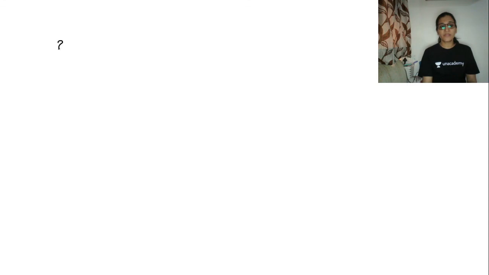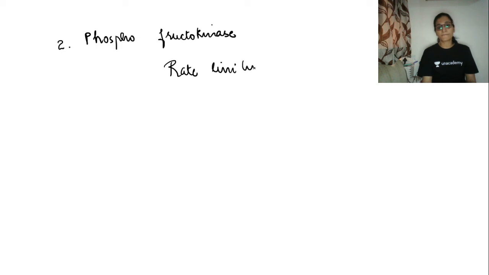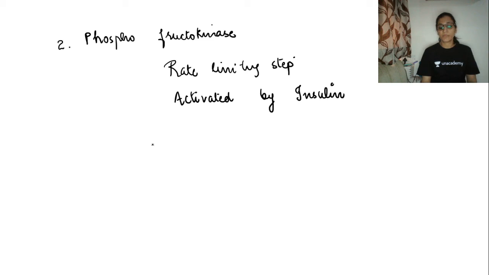The second place where it is regulated is phosphofructokinase. So what does phosphofructokinase do? This is the rate limiting step. Now what else? It is activated by insulin, and it is inhibited by glucagon.